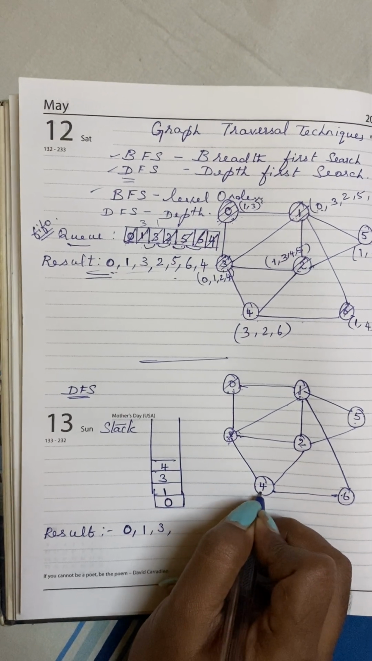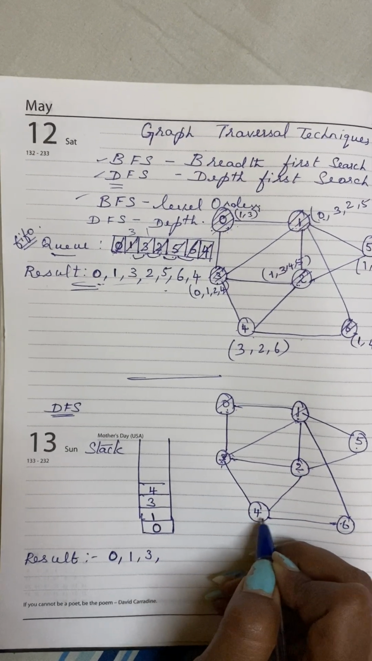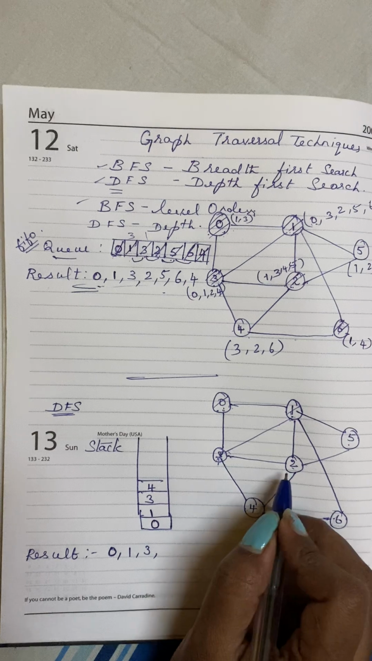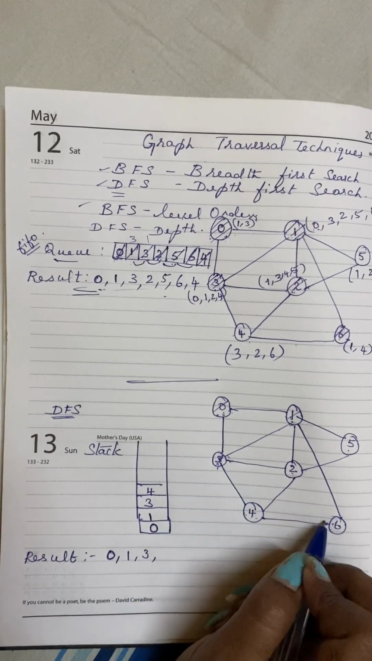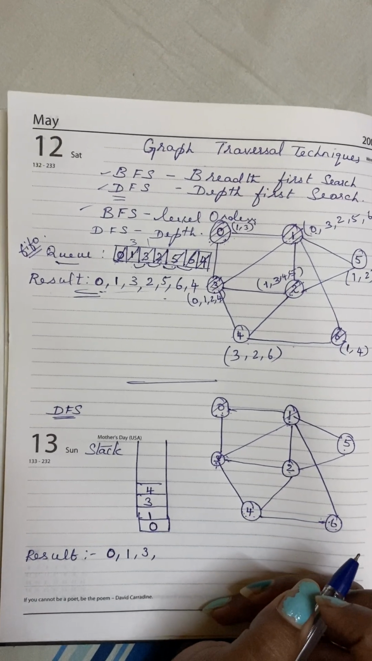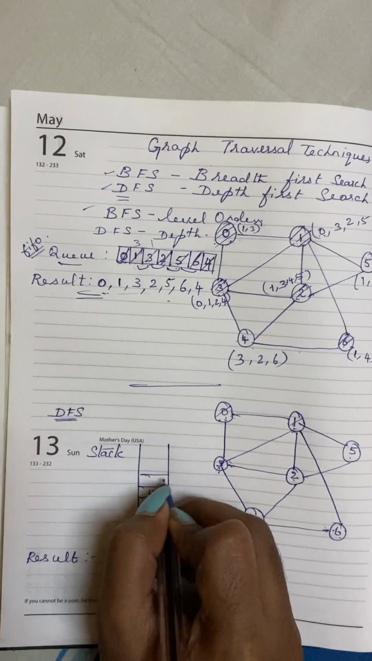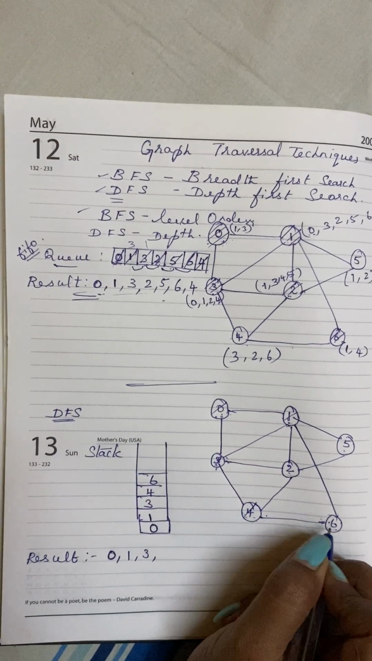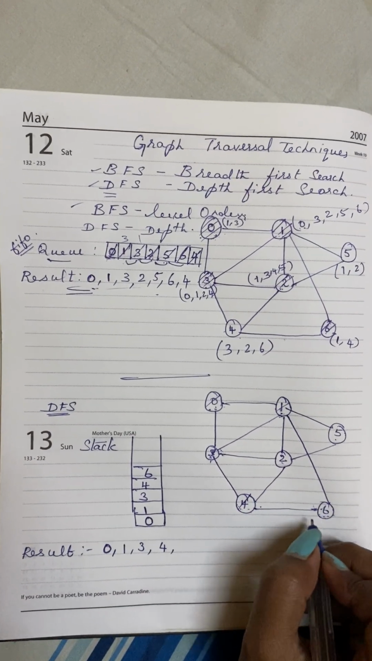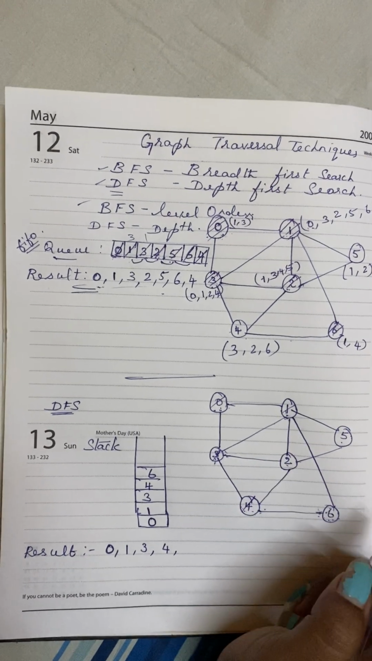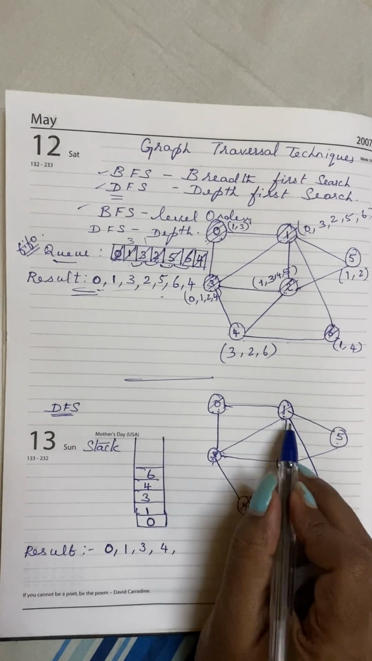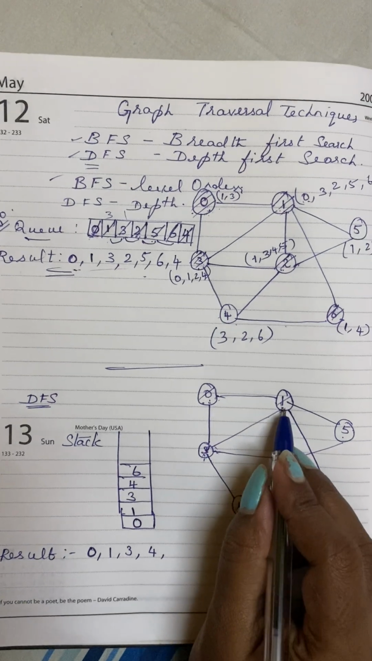So I have come here to 4. What are all the adjacent nodes of 4? It should be 2 or 3 or 6, because all these 3 nodes are adjacent to 4. For example, I am choosing 6. I have visited 4, and I have moved to 6. What are all the adjacent elements of 6? You have 4 and 1. 4 has already been visited, and one more adjacent element is 1, which we have also already visited.